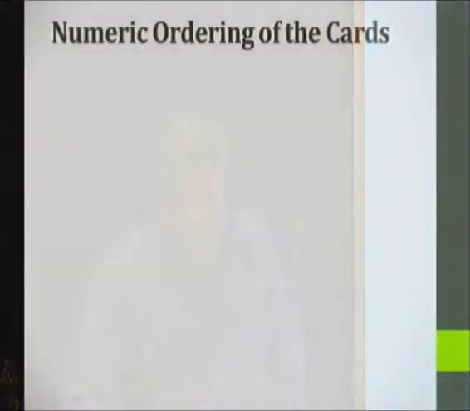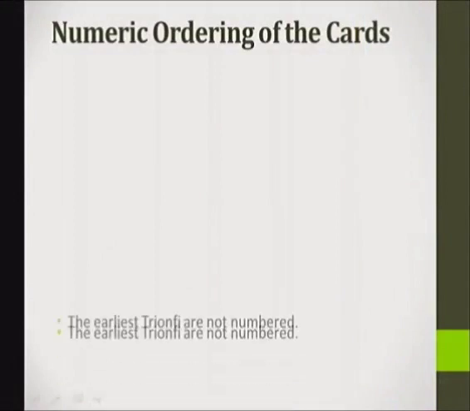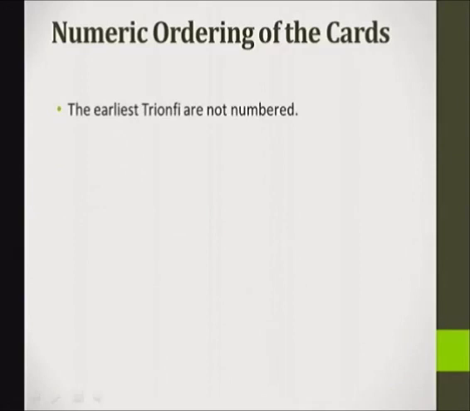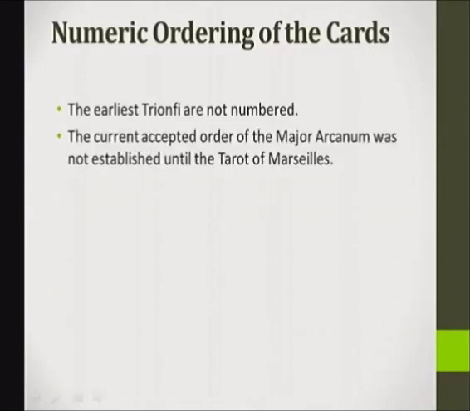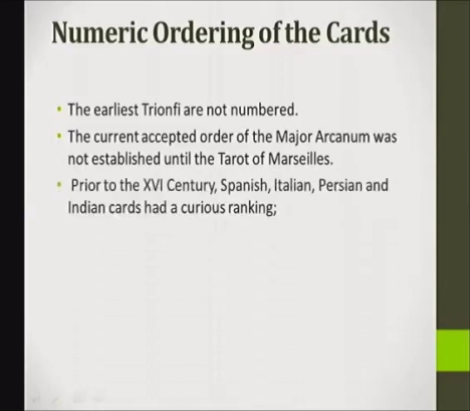Now we go to one of the other complicated issues: numbering of cards. The earliest trionfi are not numbered. So, the current accepted order of the major arcanum was not established until the Tarot of Marseille was designed. Prior to the 17th century, Spanish, Italian, Persian, and Indian cards had very curious rankings.